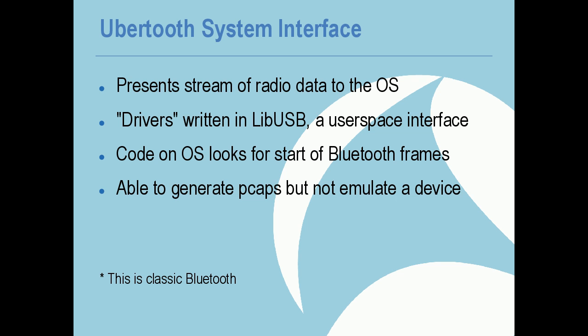From the system's perspective, when the Ubertooth is operating in classic Bluetooth mode, it just sends a stream of radio data to the operating system. It just sends bits, like zeros and ones. And then libUSB translates those into something that your software can interface with. Then on the PC, you start looking for the beginning of Bluetooth frames and that sort of thing. This code is able to generate PCAPs, but it can't emulate a device yet. We're still working on it.